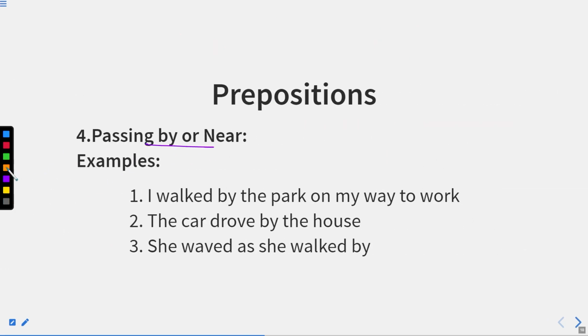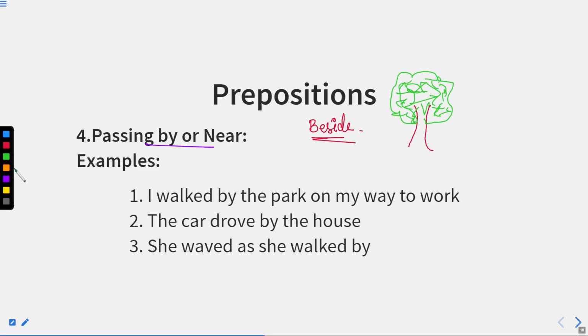Passing or nearby. Again, if something is near us, we use by. It is also used to show someone who is beside us. Now, beside means someone who is on the side of something. For example, there is a tree, and now let me make this tree beautiful with the help of these colors. Suppose we have red color only, and after that we can have green color to show this tree. Okay, so this is the tree.